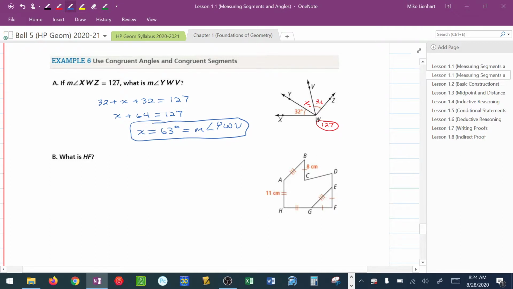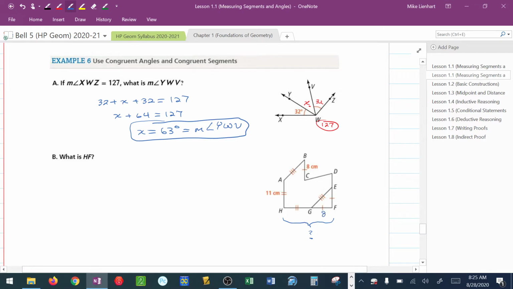How about this one? They want me to find the measurement of HF. First thing we've got to do is find HF. HF is this big piece out here. That's what we've got to find. The first thing is I need to figure out either HG, because I see segment addition, or GF. Now, I see one tick mark on GF. I see one tick mark up here on BC.